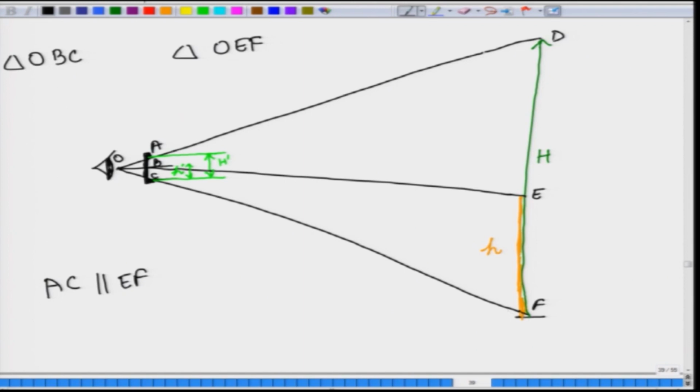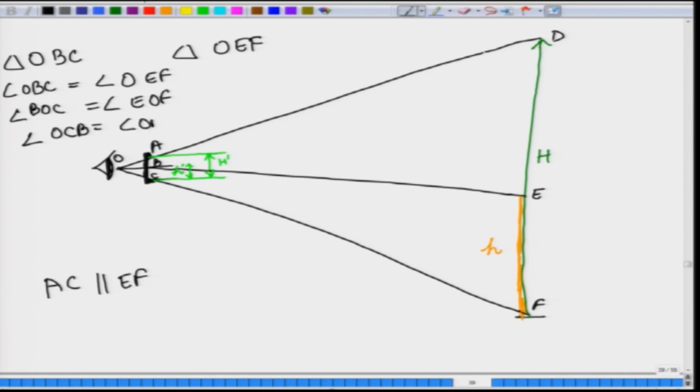So, in this case, angle OBC is equal to angle OEF, angle BOC is equal to angle EOF, and angle OCB is equal to angle OFE, which means that all the corresponding angles are equal: angle O is the same in both of these, angle B is equal to angle E and angle C is equal to angle F. So, both of these triangles are similar triangles.